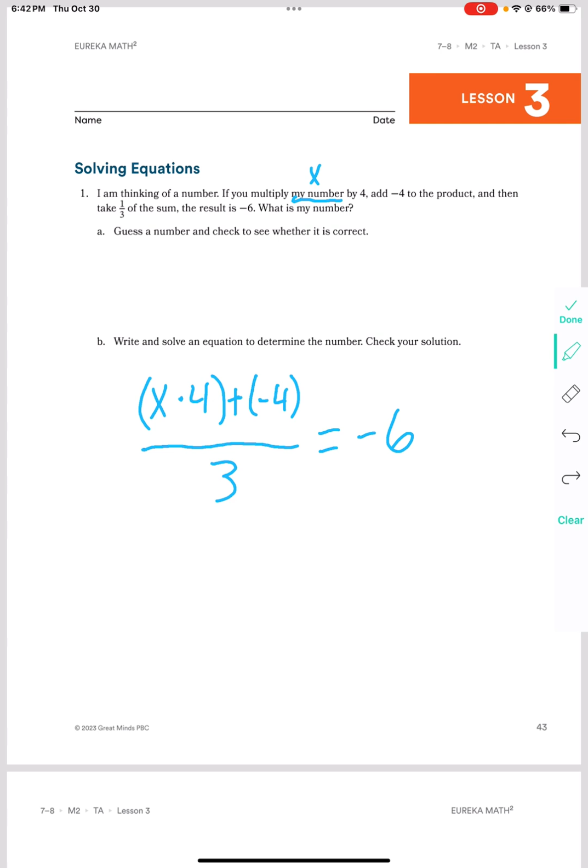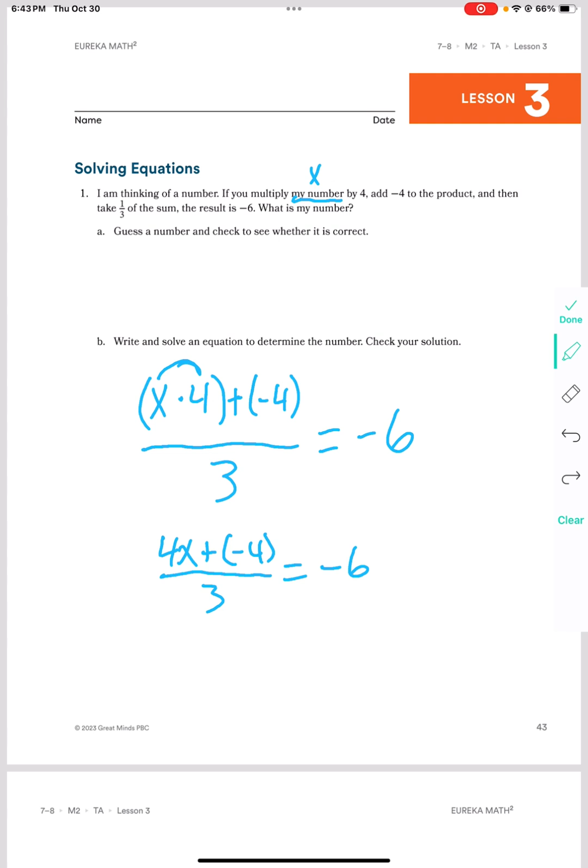The answer is yes, because remember I told you you can combine a variable and a constant, or basically a variable and a regular number, with multiplication or division. That is the way you can combine them. But you can't add or subtract them, okay? So if I put those together, 4 times x would equal 4x, and that is being added to -4, still being divided by 3 and equaling -6.